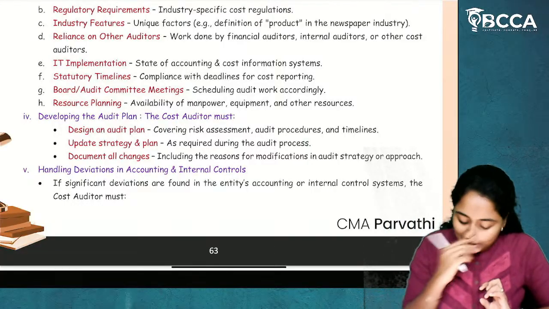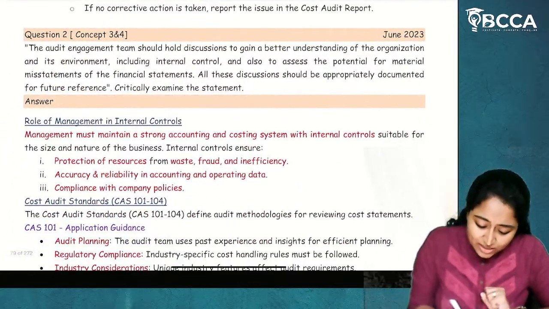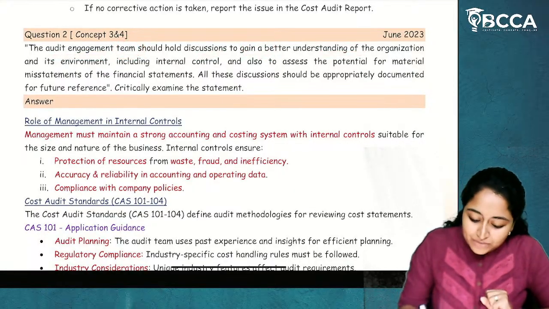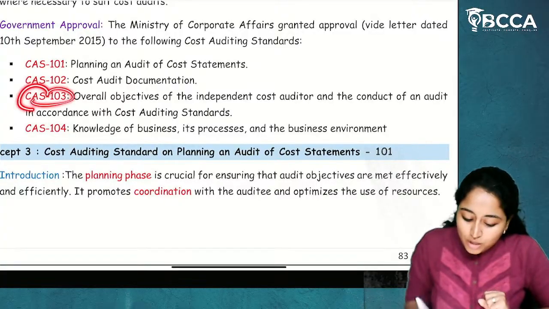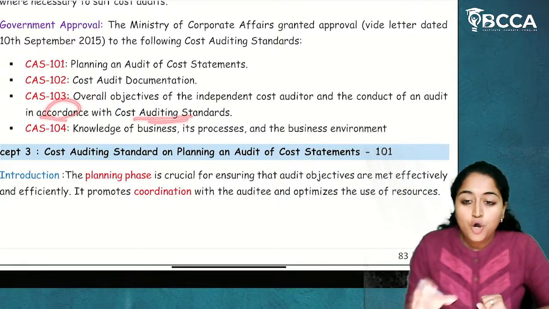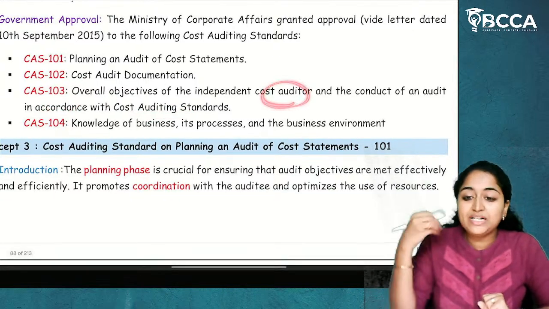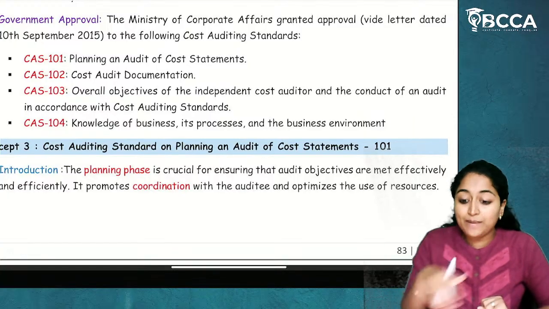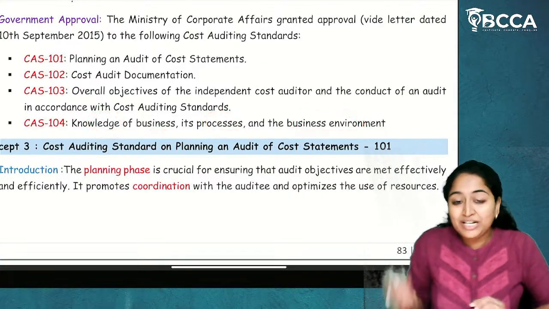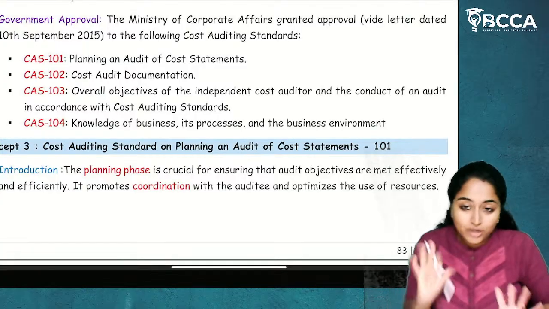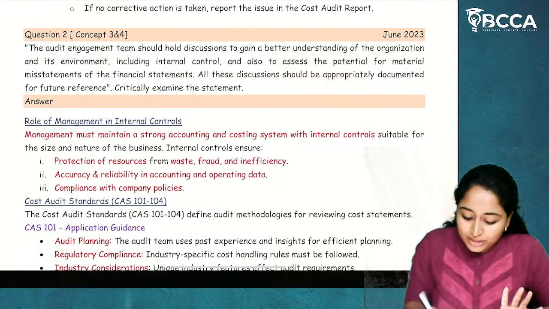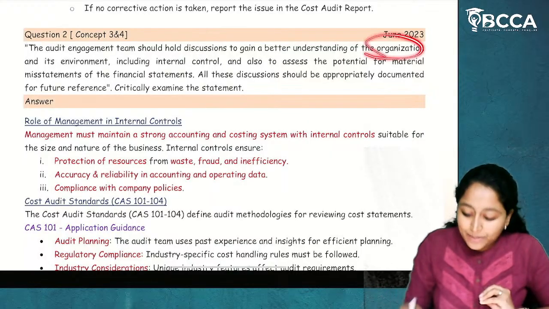For enough clarity of these concepts, you can entirely depend on the marathon session, the first part of the marathon. And see here, the audit engagement team should hold discussion to gain a better understanding of the organization. Now, 103 talks about what? Overall objectives of the independent cost auditor and conduct of an audit in accordance with the cost auditing standards. He should have enough understanding about the objective. And CAS 104, knowledge of business, its process and the business environment. He should have an understanding about the environment of the organization.